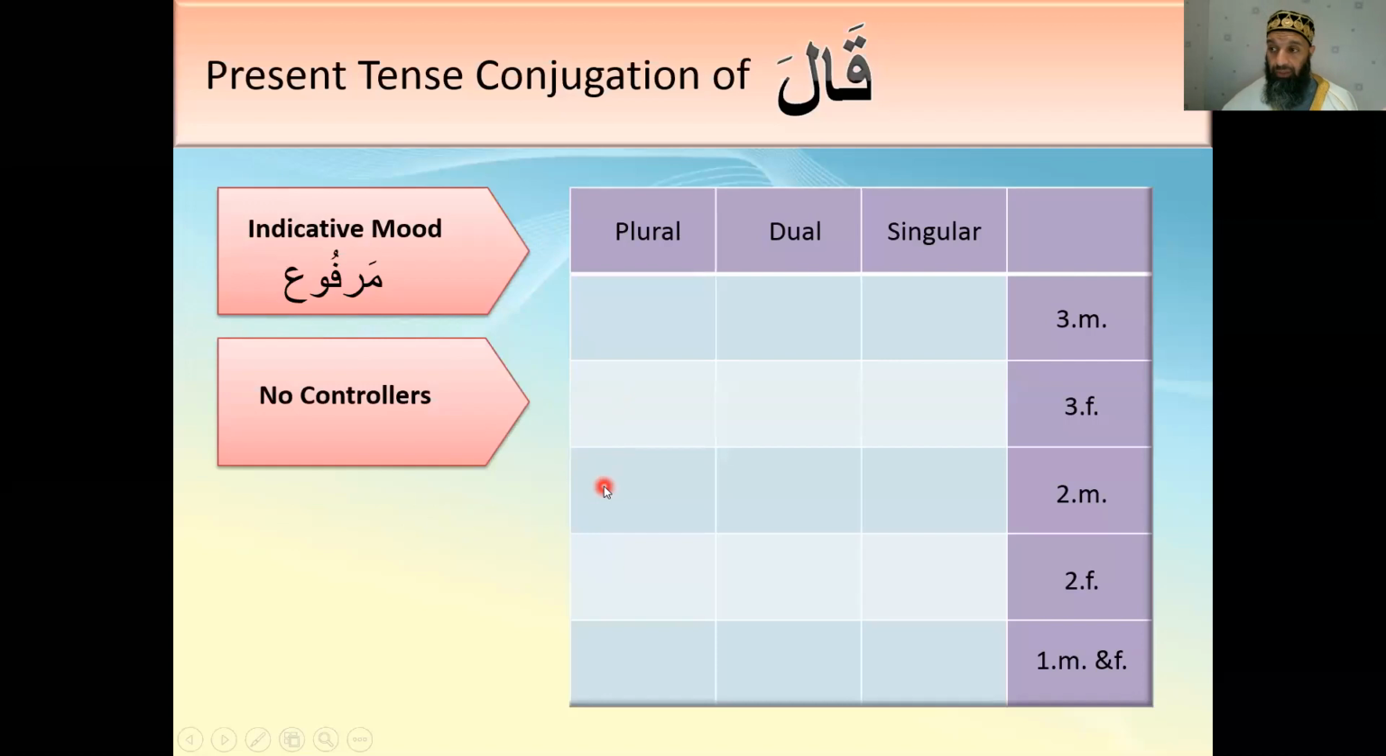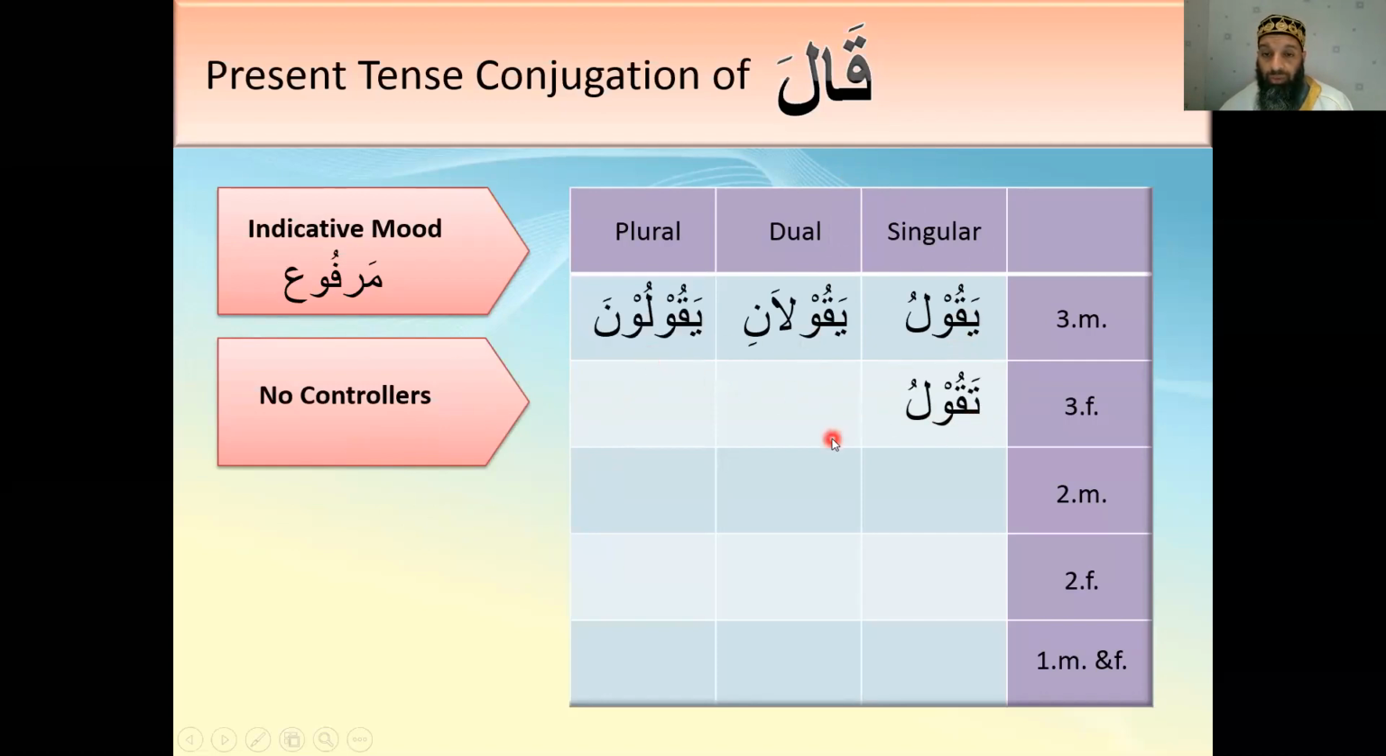So, again, for the verb qala, we're going to do it in present tense now. And present tense, let's see what the problem is. Qala. How do you say, he says? Yaqulu. That's not obvious from qala. Qala, qala, qalu. Yaqulu. Yaqulani, yaquluna. Taqulu. Taqulani. So this one's a bit tricky. Yaqulna. Right, so the waw disappeared there.